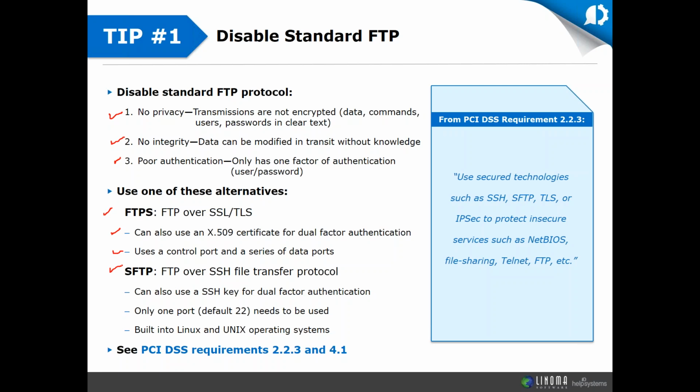SFTP can additionally use an SSH public key to provide dual-factor authentication in combination with the user ID and the password. The main advantage of SFTP is it just uses a single port, which is port 22 by default, so your firewall administrator and your auditors will be more at ease since you're not having to open up multiple ports on that system. SFTP is built into Linux and Unix operating systems, and it's fairly easy to implement, which I believe has helped it become a much more popular protocol than FTPS over the last few years.